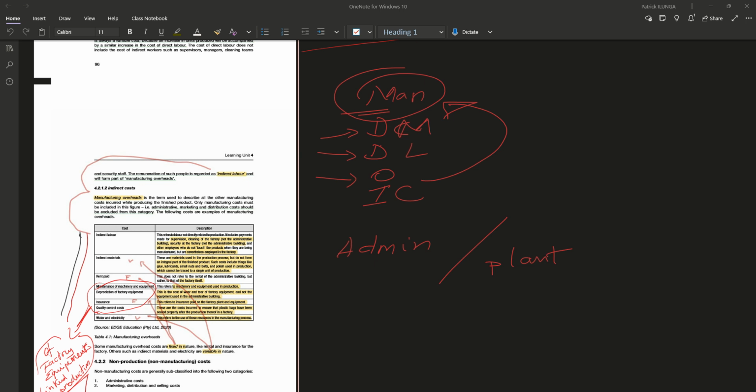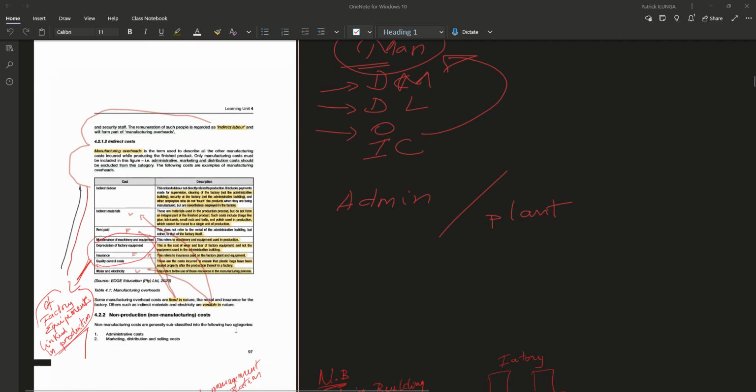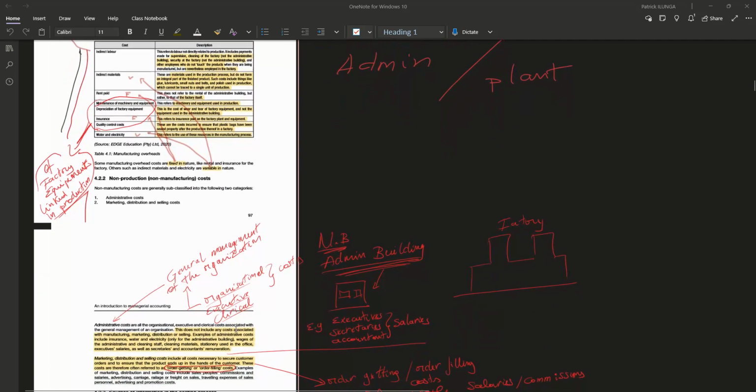But they are all under the umbrella of manufacturing cost. Because if they are not under the umbrella of the manufacturing cost, we call them non-production or non-manufacturing costs, because they are outside the actual manufacturing. And among those costs, you would have two categories. You would have the administrative cost, and then you would have the marketing, distribution, and selling costs.